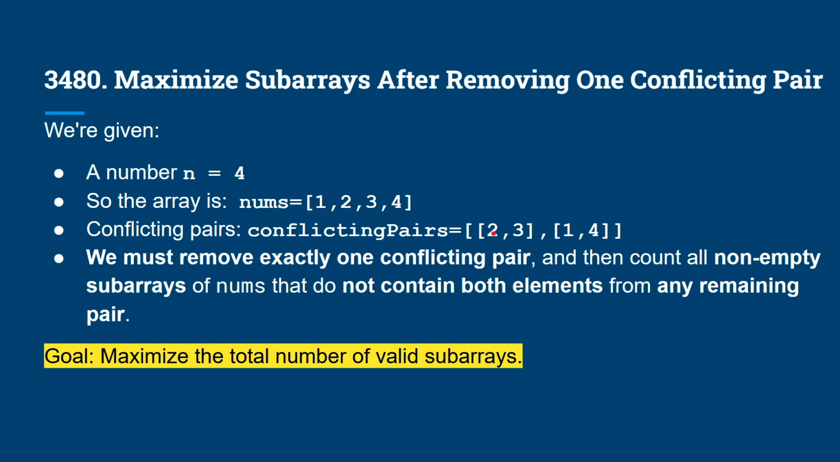Either A, meaning 2, and B, meaning 3, should not both be there. If you are removing this pair, then A is 1 and B is 4, so 1 and 4 should not both be there. So we have to count those subarrays which are valid, and return the total number of valid subarrays. I hope you understand. Pause this, go through it, and understand what the question is saying.